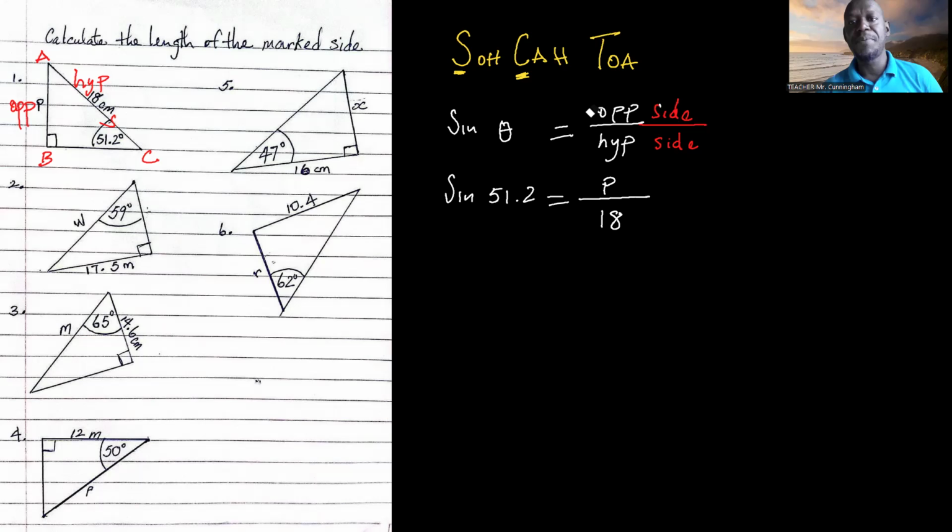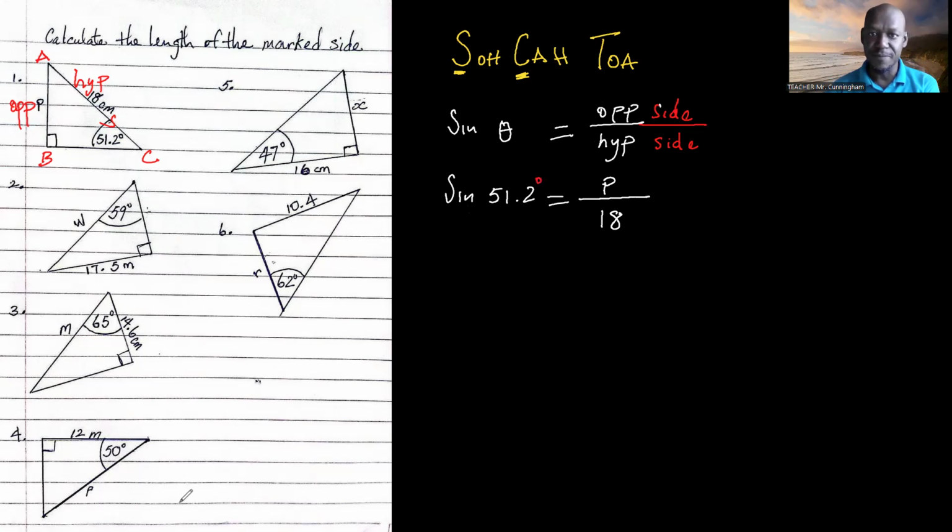So I named the two sides, the one that I know and the one that I'm trying to find. The one that I know is the hypotenuse. The one that I'm trying to find is opposite. So I look at opposite and I call it P. The side, which is the hypotenuse, is 18. So sine 51.2 degrees is equal to P over 18.